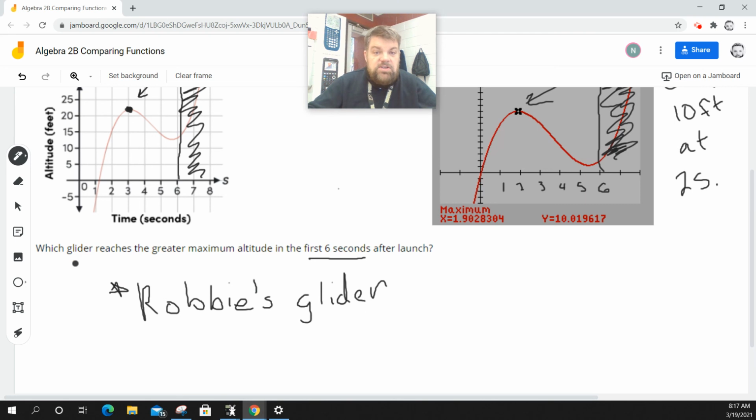Let's reread the question, make sure we have answered it correctly. It says, which glider reaches the greater maximum altitude in the first 6 seconds after the launch? And Robbie's glider does.